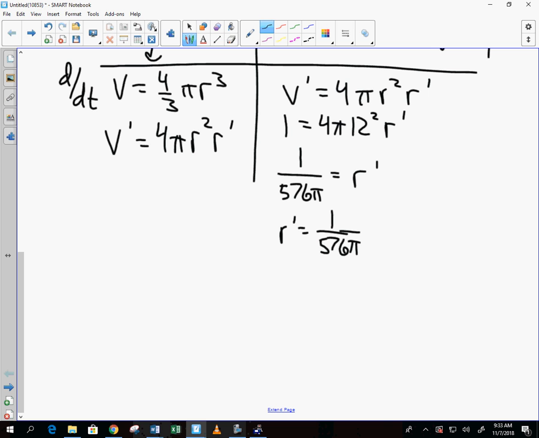What's our label? Centimeters. Do you measure the radius cubed, squared, or just regular? Regular. So centimeters per second. If you like, you could turn that into a decimal. Because we measure the radius in 1 dimension. Area is 2 dimensions, squared. Volume is 3 dimensions, cubed.